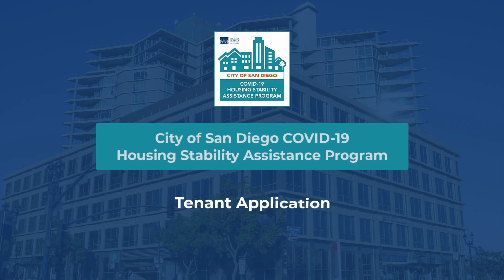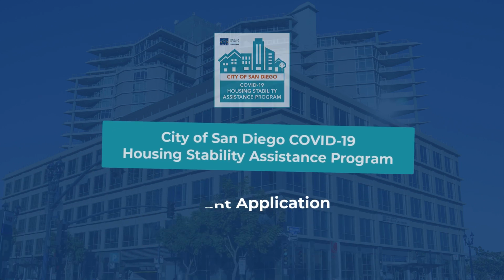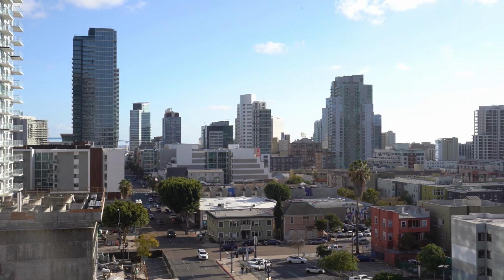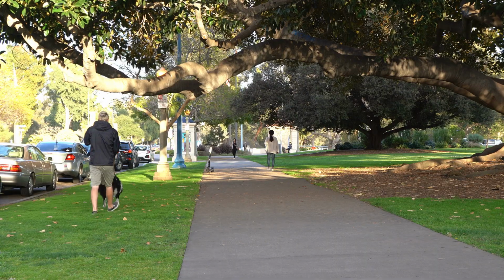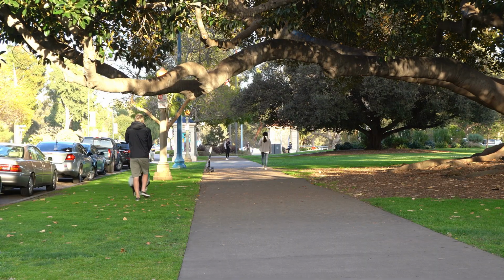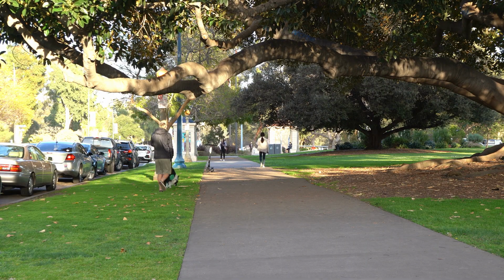Welcome to the online application for the City of San Diego COVID-19 Housing Stability Assistance Program. This program helps pay past due unpaid rent and utilities for individuals and families with low income in the City of San Diego who experience financial hardship due to the COVID-19 pandemic.